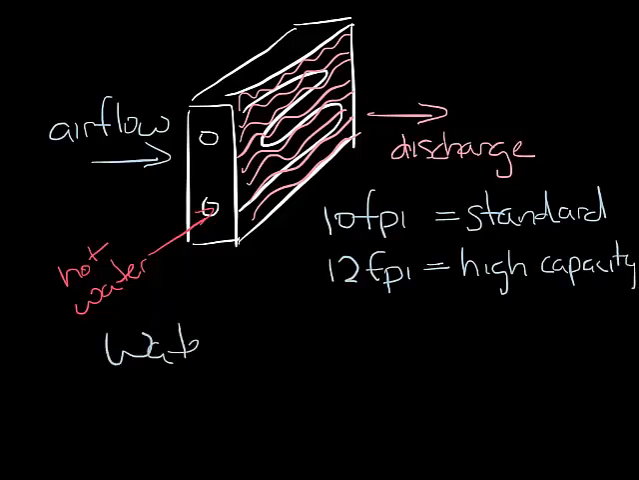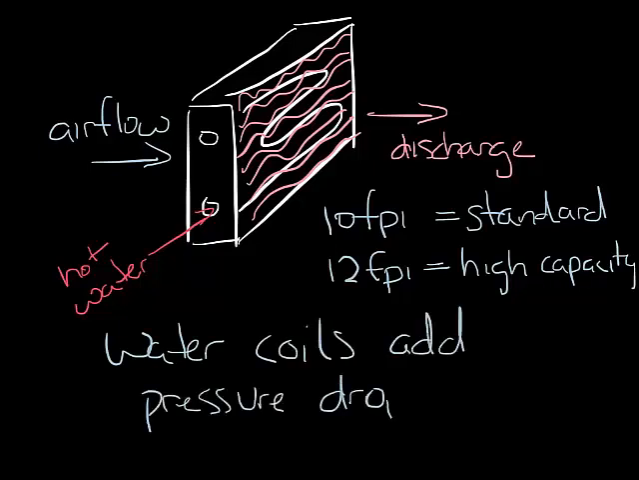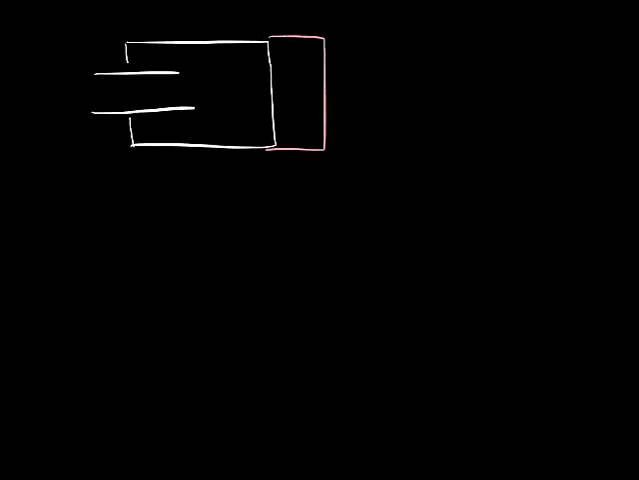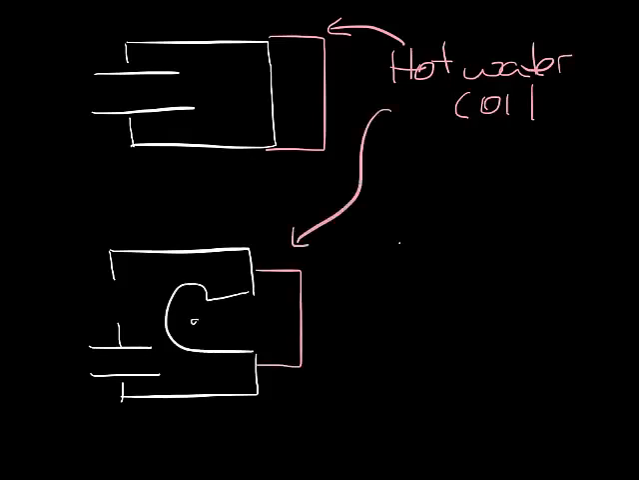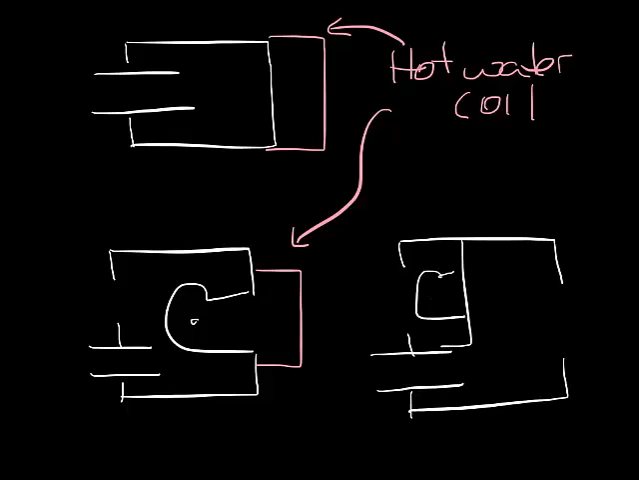One thing to remember, water coils will add pressure drop to your VAV boxes. Okay, so let's move this out of the way and talk about where water coils are mounted. Water coils are typically mounted on the discharge of a single duct box or a series fan powered box. On a parallel fan powered box, they're often mounted on the induced air inlet so that you don't have a pressure drop across the box when you are not in heating mode.